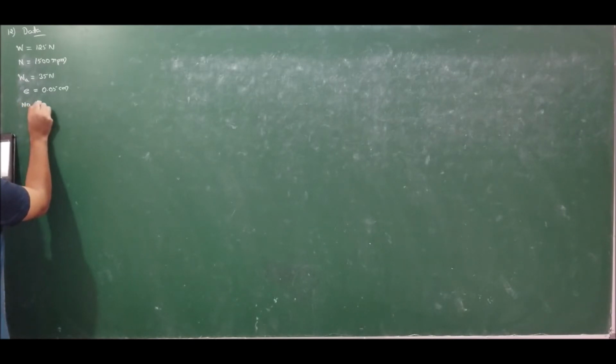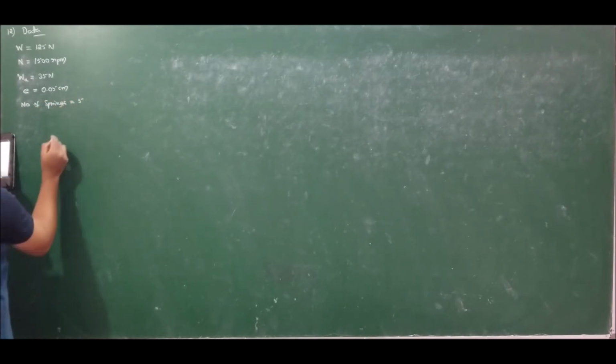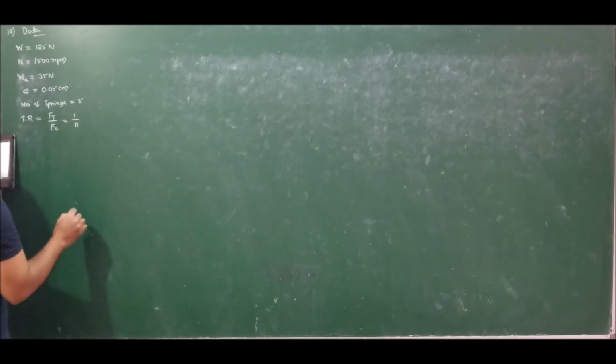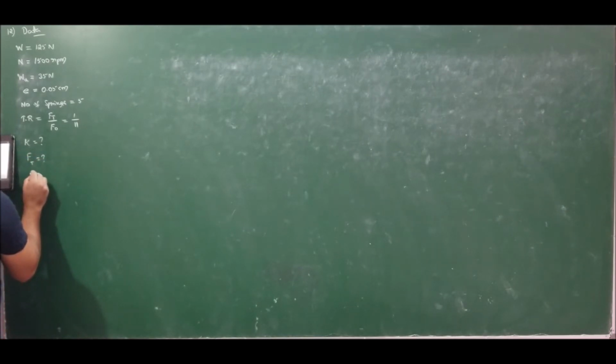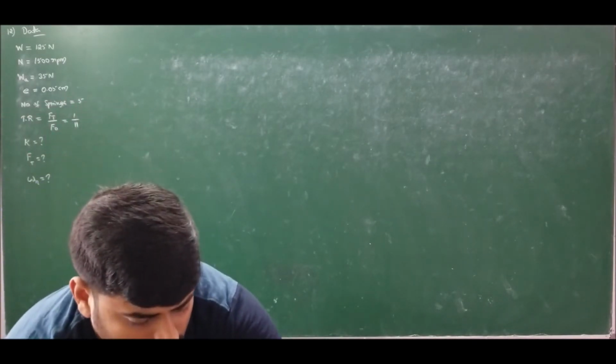The motor is mounted on 5 springs of negligible damping. So he has given the number of springs as 5, so that the force transmitted, that is the transmissibility ratio Ft by F naught, is 1/11th of the impressed force. Assume that the weight of the motor is equally distributed among the 5 springs. Determine stiffness of each spring, dynamic force transmitted, and natural frequency of the system, omega n. Let me solve this problem.